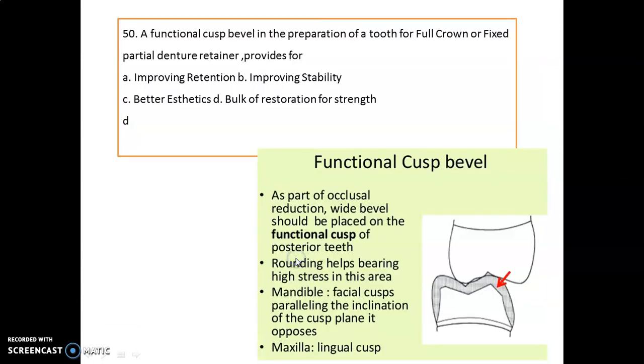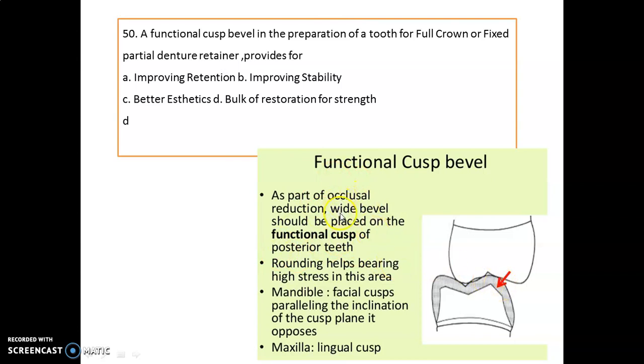Now aspirants, last question of the day. Functional cusp bevel in the preparation of a tooth for a full crown or FPD provides what? It provides bulk of restoration for strength. We know for the maxilla the functional cusp is palatal and for the mandible it is buccal. So what it provides, it provides the bulk.